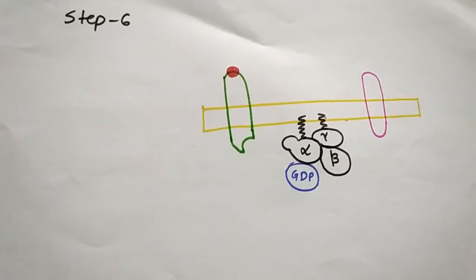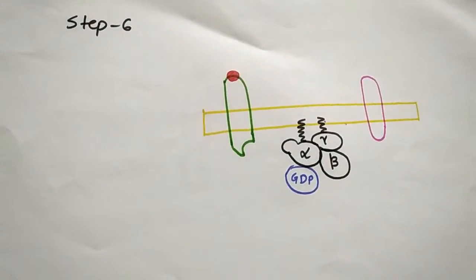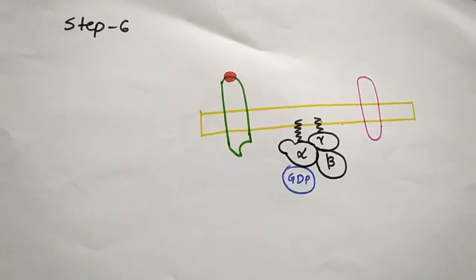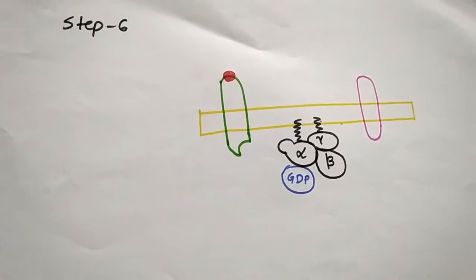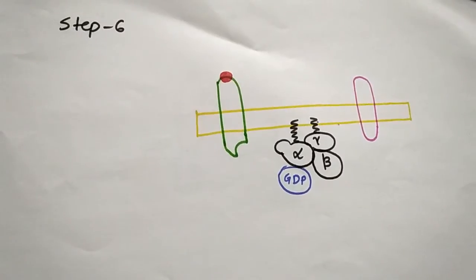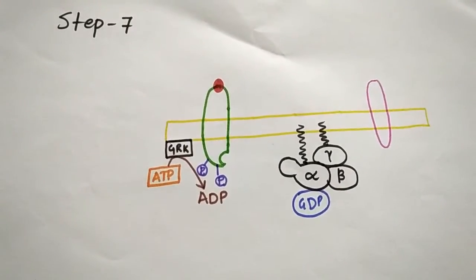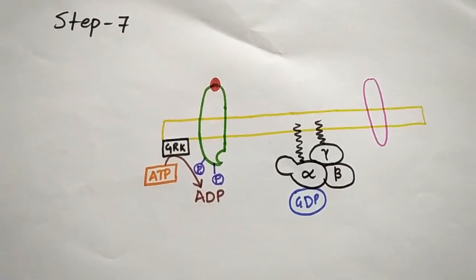Thus, following the hydrolysis of GTP, the G alpha subunits will dissociate from the effector and reassociate with the beta and gamma subunits to reform the inactive heterotrimeric G protein. Now, how does the termination of the response take place?